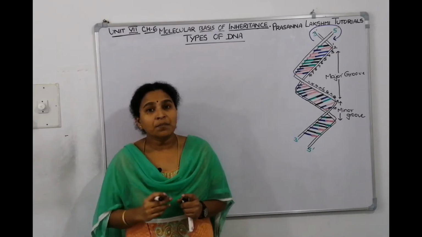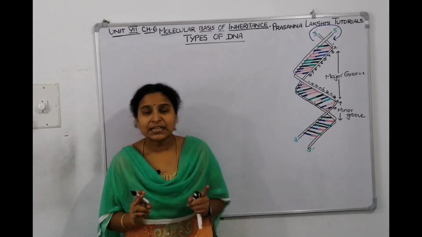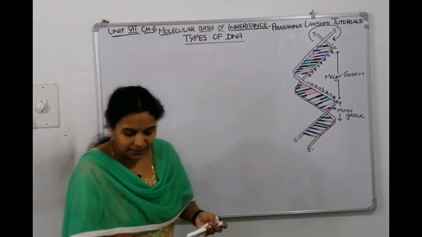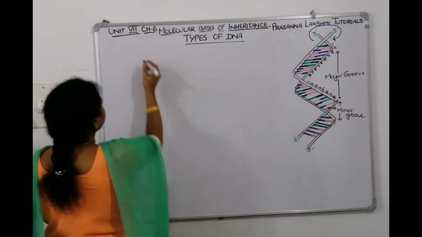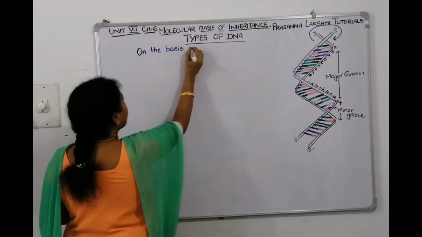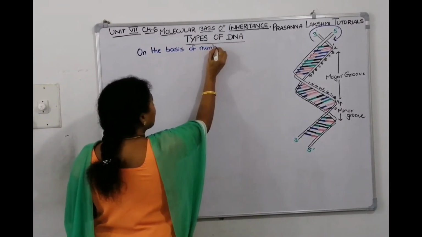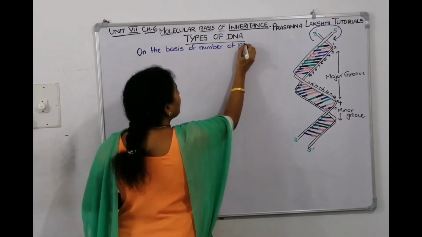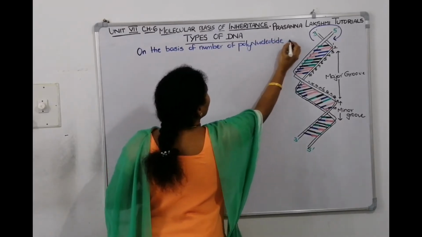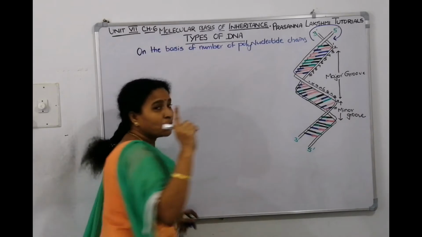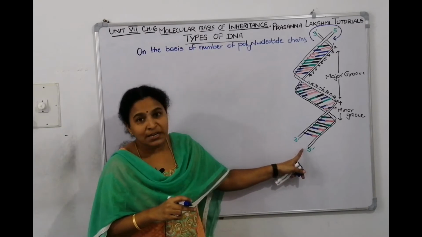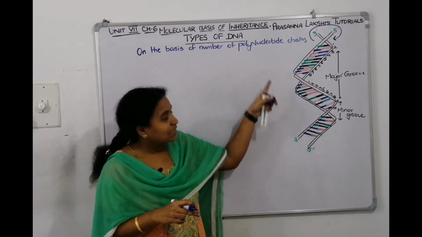For example, on the basis of the number of polynucleotide strands it is having, we can classify it as single stranded DNA or double stranded DNA. That is one basis. On the basis of number of polynucleotide chains: if it is having one chain, single stranded DNA; if it is having two chains, double stranded DNA. The picture you can see here is having two chains. That means this is a double stranded DNA.